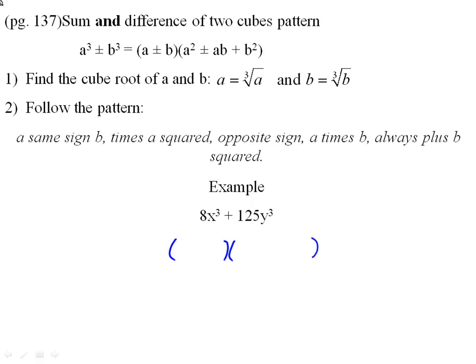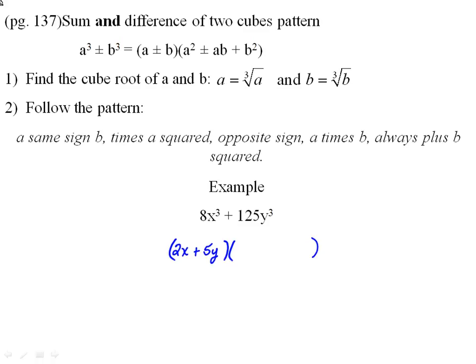So A, same sign, B. Follow it. A, same sign, B. Again, A is the cube root of 8x to the third, which is 2x. Same sign. B is the cube root of 125y to the third, which is 5y. Now, this is going to be hard for you, but this is what I want you to do. Forget about the original problem. Once you have your binomial, forget about this. It's gone. Don't go back. Okay? So we have A, same sign, B.